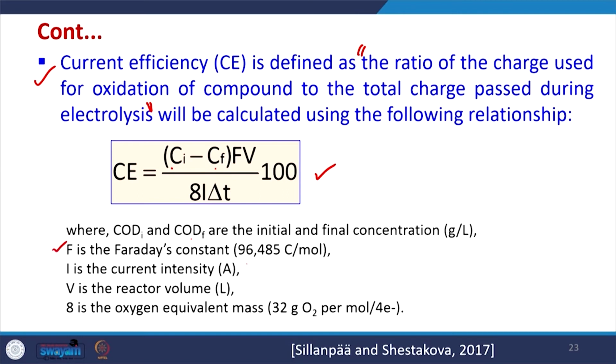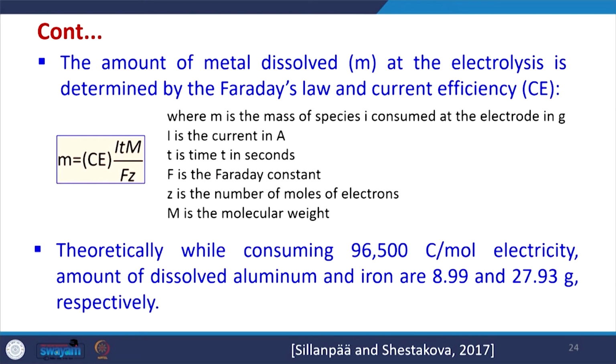F is the Faraday constant, which is well known, 96,485 coulomb per mole. Here I is the current intensity, V is the reactor volume, and 8 is the oxygen equivalent mass for oxygen. So, it is 32 gram per mole of oxygen divided by 4, that is 8. So, we can calculate the current efficiency to know at what efficiency the system is performing better. Similarly, we should know the amount of metal dissolved at the electrolysis. This can be determined by Faraday's law and current efficiency.